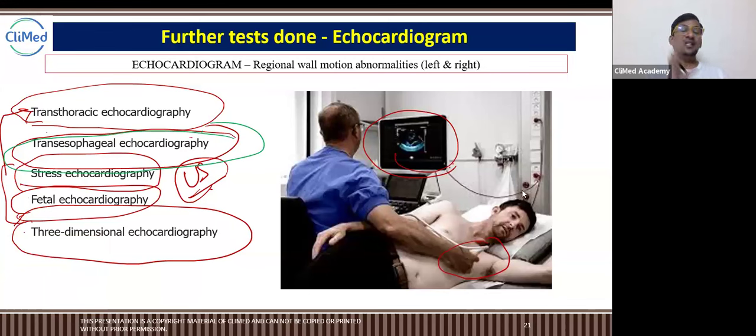See, transesophageal is when we put the probe through the mouth, to the GI tract near the heart, and then we get a more precise sound from inside. This is just like what the GI people, the gastroenterologists, do, what is called endoscopy. Okay, this is just like endoscopy. We put the echo probe inside the mouth to the GI tract.